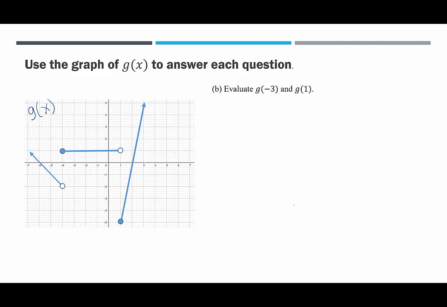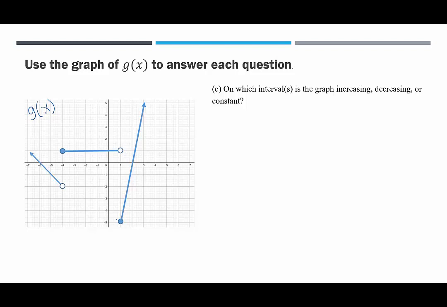Question B asks us to evaluate g of -3 and g of 1. For this, we have to look to the graph. So g of -3, this is an x value of -3. Here's -3, and here's where the graph is defined at -3. It looks like g of -3 has an output of 1. So we say g of -3 is equal to 1. We base this off where we see the graph at x equals -3. How about x equals 1? We're looking for where, this is an open circle, that's not where it is. It's down here at -5. We would say that g of 1 is equal to -5. When x is 1, y is -5.